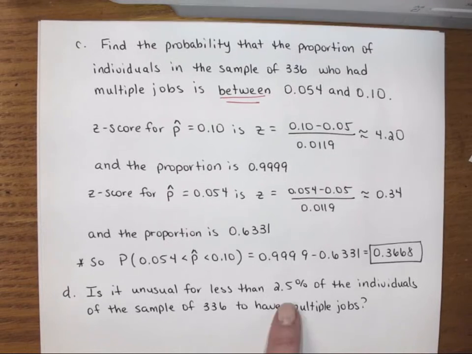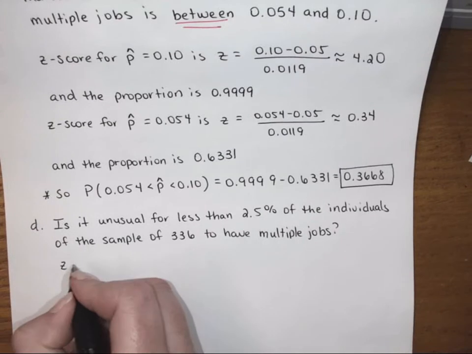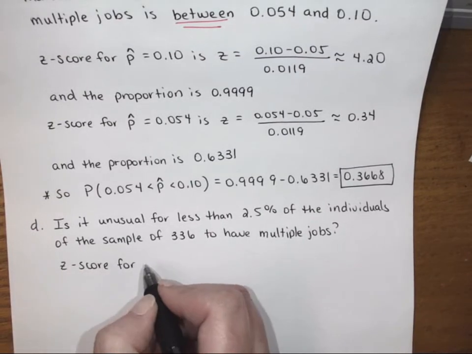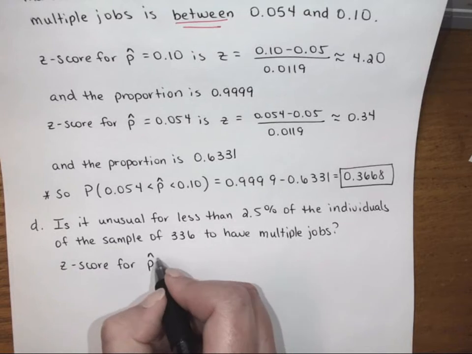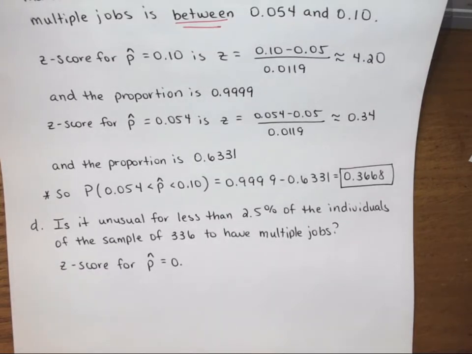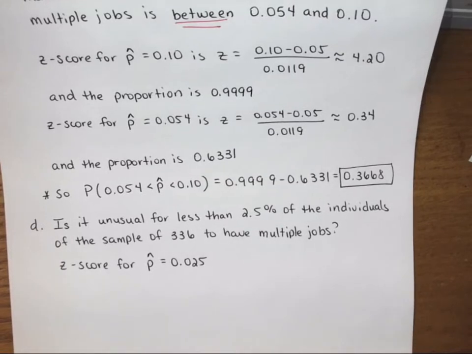But we're not going to eyeball this. We've got to figure out what this is first. Okay, so let's find the z-score for p hat equals 0.025. Make sure you move the decimal place twice. It's not 0.25, that would be 25%. It's 0.025.